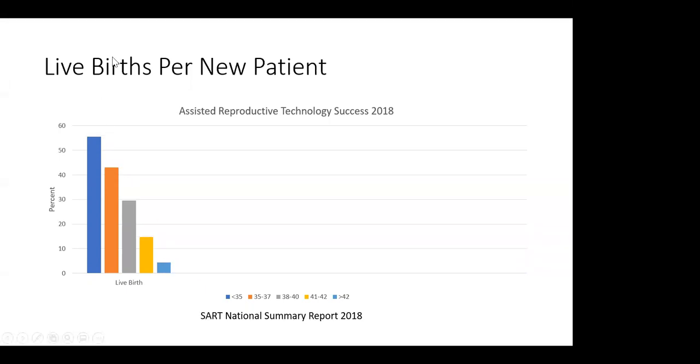Now this is looking at live births per new patient. So this would allow them to go through IVF or frozen embryo transfer multiple times, as many times as they want, essentially. And of course, if you try more often, you're more apt to get pregnant. And you can see here that the youngest group, better than 50%. And the group 35 to 37, greater than 40%. So we're talking almost one out of every two, or one out of every three, approximately, will have a live birth. Of course, once again, it drops off quite significantly based on the age of the woman.